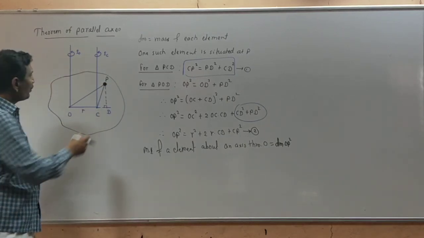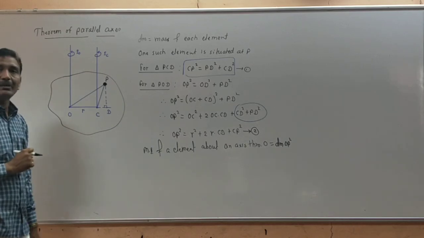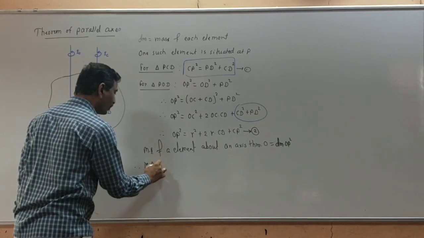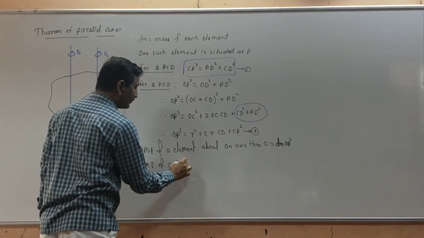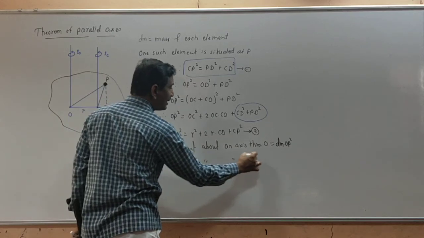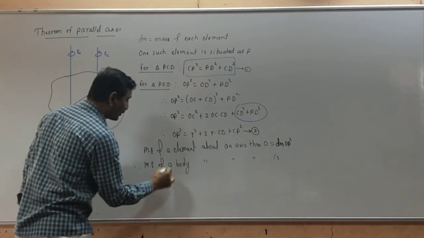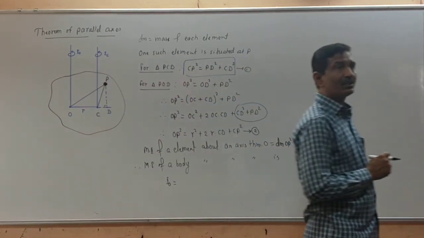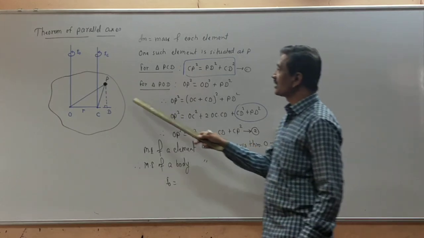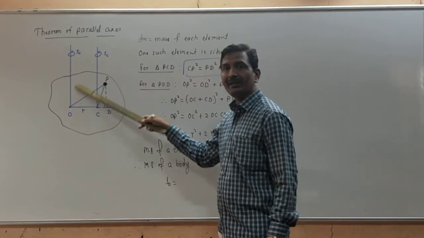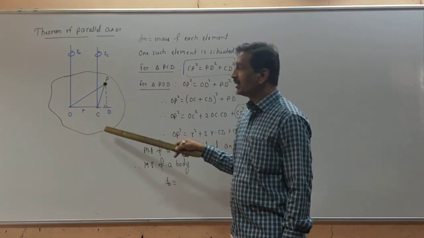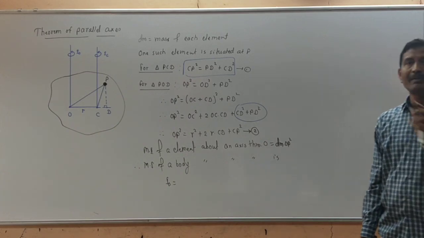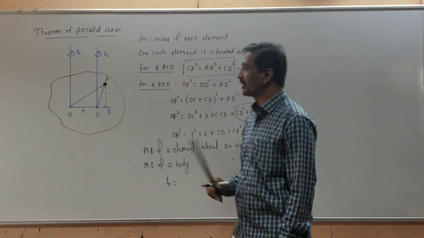passing through O. Now body is made up of large number of such identical elements. The question is, what is the moment of inertia of the body? The moment of inertia of a body about an axis passing through O is denoted by symbol IO. So how you obtain the moment of inertia of the whole body? It is equal to the sum of the moment of inertia of all the elements. Means what? It is necessary for us to add the moment of inertia of all the elements to get the moment of inertia of the whole body.